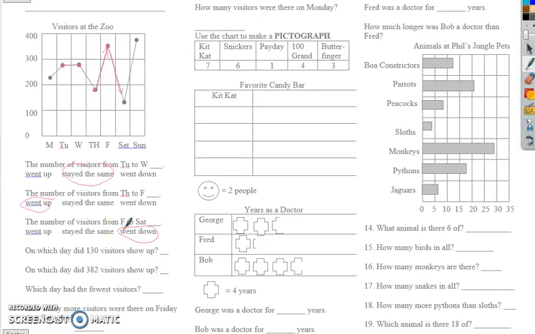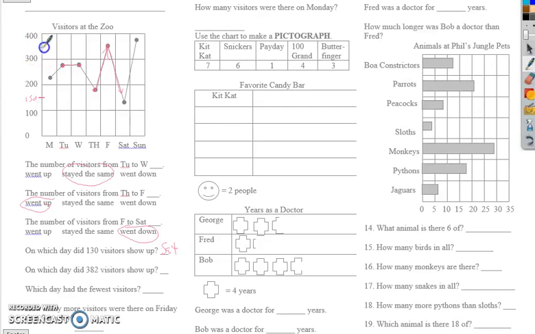On which day did 130 show up? Alright, so here's 100, here's 200. Right in the middle would be like 150. So if I come over, there are 2 in the hundreds. This one looks like it's above 150, and this one's below it. So I'm going to say it's that one. Saturday.